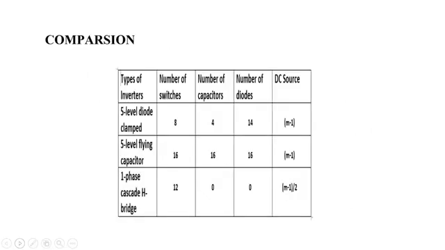Comparison. Comparison of various types of inverters like the 5-level diode clamped inverter, 5-level flying capacitor inverter, and single-phase cascade H-bridge inverter, compared by the number of switches, capacitors, diodes, and DC sources.